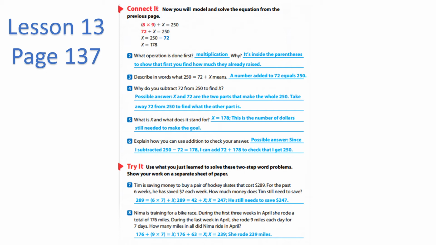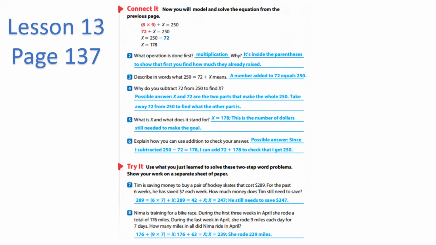Now, number 2, they ask the question, what operation is done first? So let's remember from previous lessons, we know that when we have an equation that has parentheses, we try to work what's in the parentheses first. So that's why they have given the answer multiplication, because we did multiply 8 times 9 first, and then we continued with our equation to show plus X would equal 250.